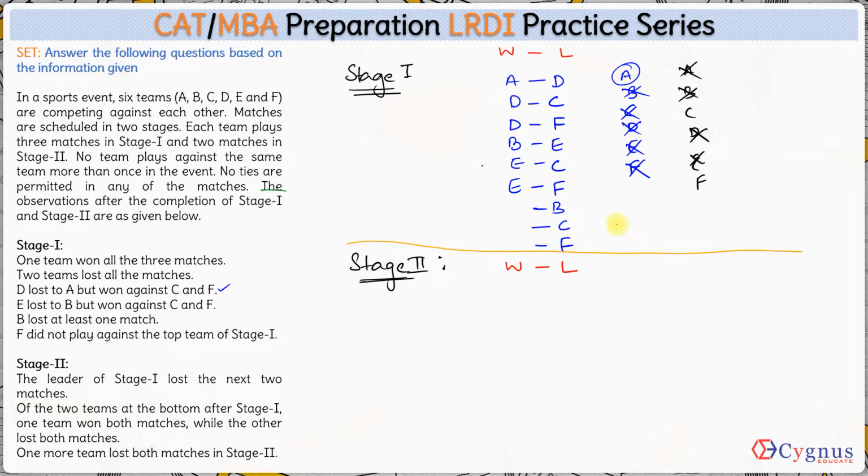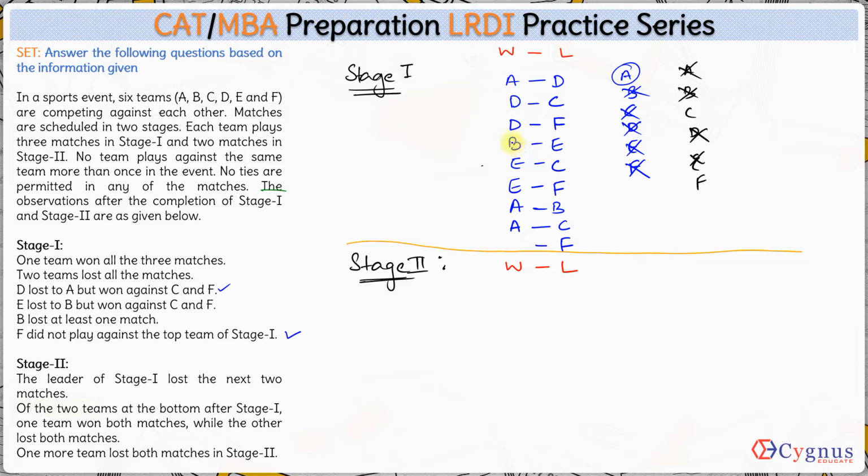Now who are going to be the winner in these 3 matches? Let's try to figure that out. Now A has to win 3 matches. A has won a match here. A has to win 2 more matches. So A will play with 2 of these 3 teams, B, C or F. But we are given that F does not play against the top team of stage 1. So A cannot play with F. That means A will play with B and C. So A wins against B, A wins against C. So A has played 3 matches, 1, 2, 3.